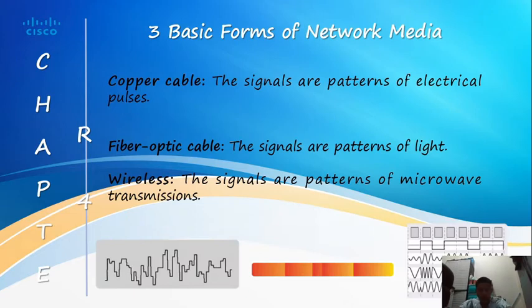Three basic forms of network media: copper cable, fiber optic cable, and wireless. Copper cable uses a signal or pattern of electrical pulses. Fiber uses a signal or pattern of light. Wireless uses a signal or pattern of microwave transmission. This is the picture of the copper cable, fiber optic cable, and the wireless.